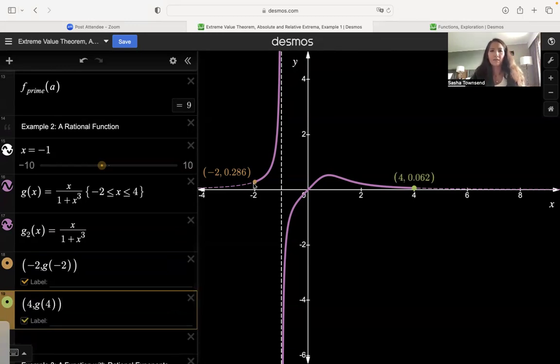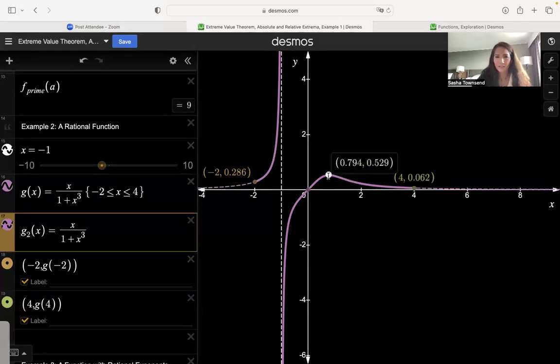So the y value here is approximately 0.286, and the y value here is 0.062. Now it looks like I've got a possible relative extrema right there. Whatever that maximum value is, it looks like 0.794. But the extreme value theorem doesn't apply in this case. We can't find absolute extrema. We just might be able to find a relative extrema.